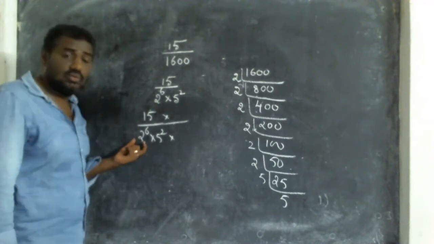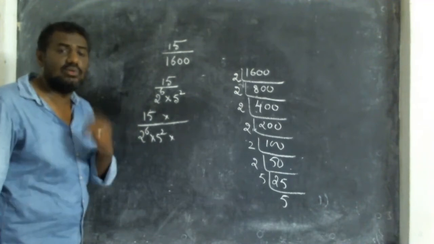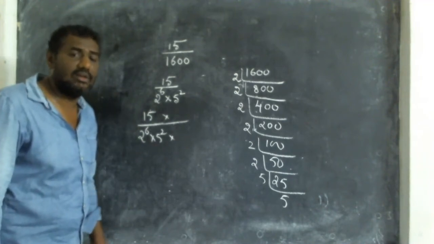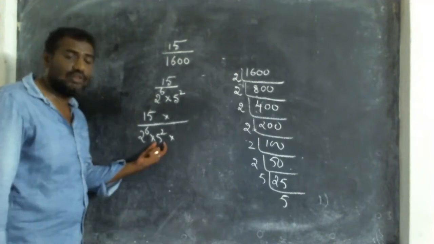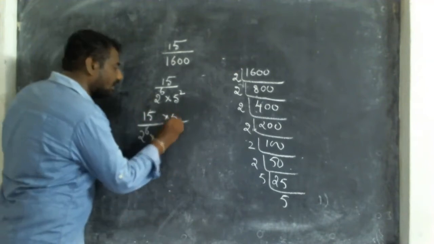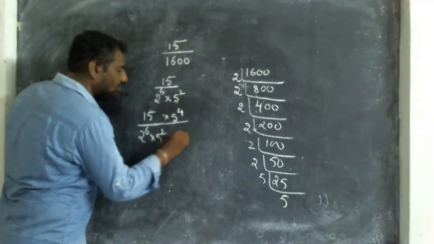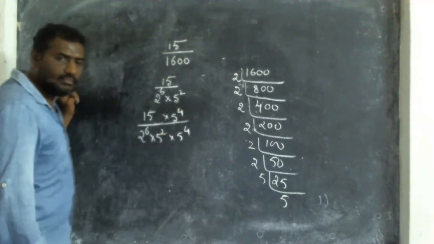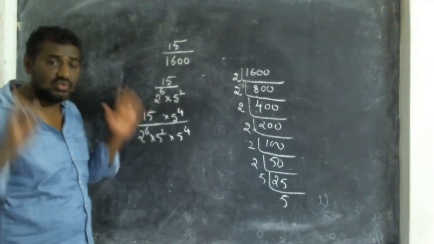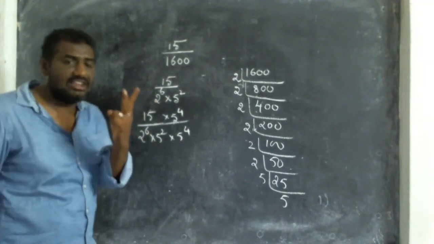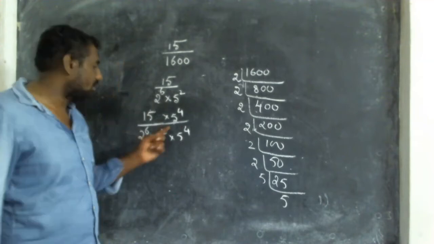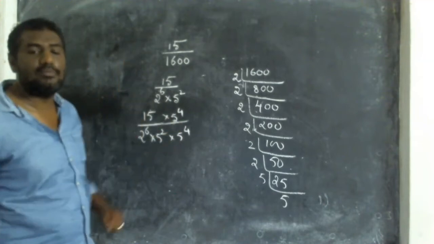Now here 2's are 6 but 5's are only 2. So still how many 5's are required? 4 are required because already 2 5's are there. I write 5 power 4 into 5 power 4. So how many 2's are there? 2 power 6. But here 5's are only 2. Still how many are required? 6 minus 2, 4 are required. So I have written 5 power 4 by 5 power 4.